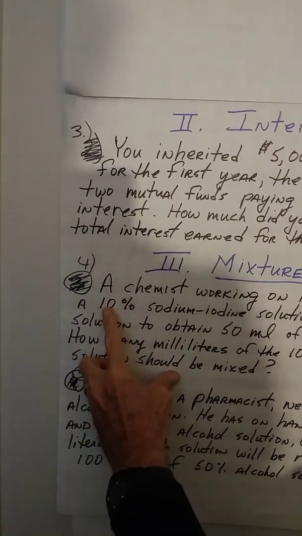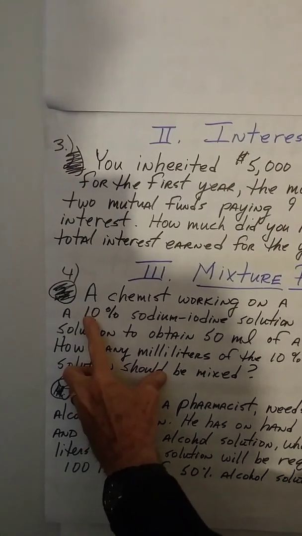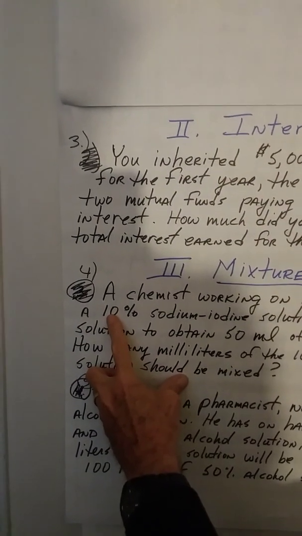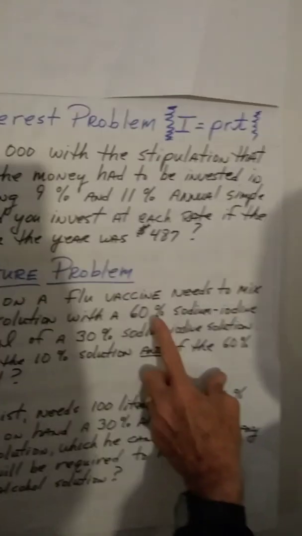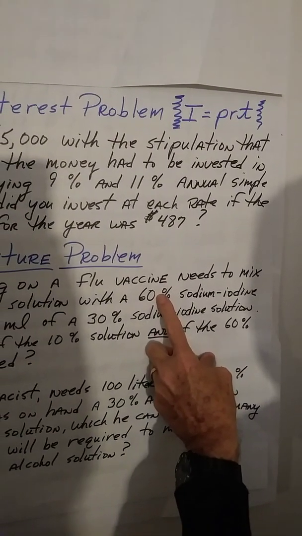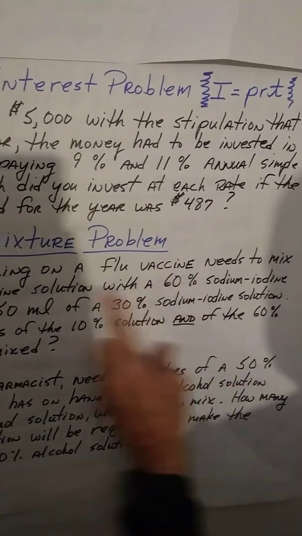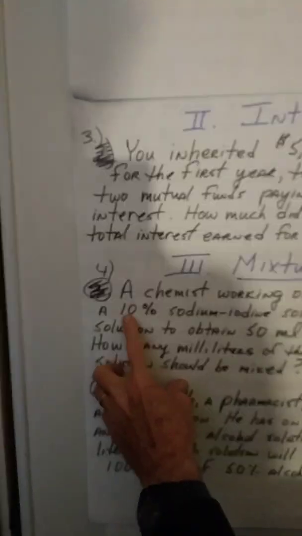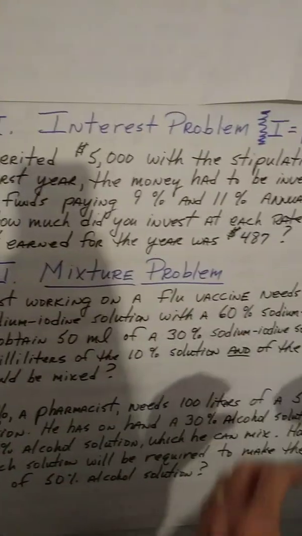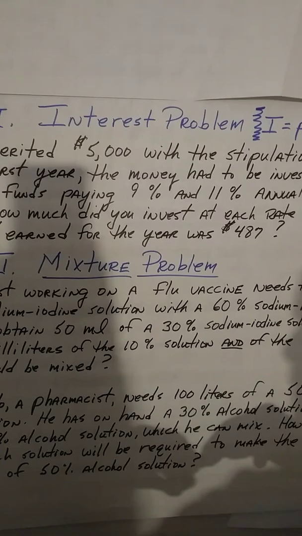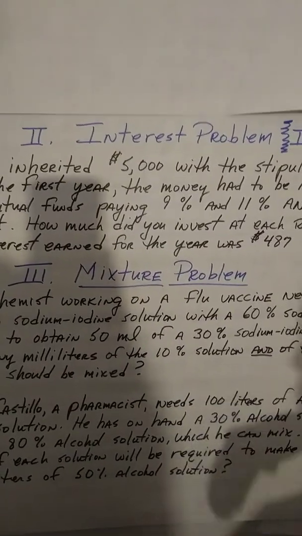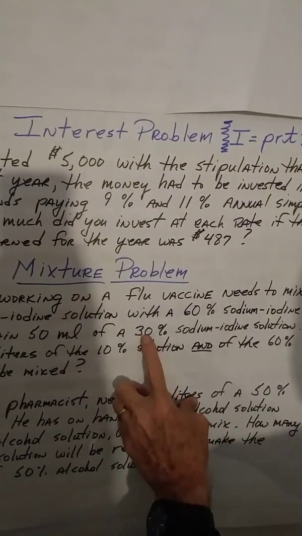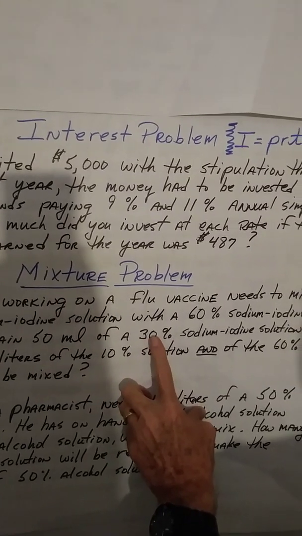If you mix a smaller strength of sodium iodine, 10% smaller than his target, with a higher strength of sodium iodine, 60 being higher than 30, 10 being lower than 30, the 10% and the 60% can be tossed in the same container and stirred, and when it's stirred completely, it is conceivable and very possible that he can get the 30% sodium iodine that he wants.